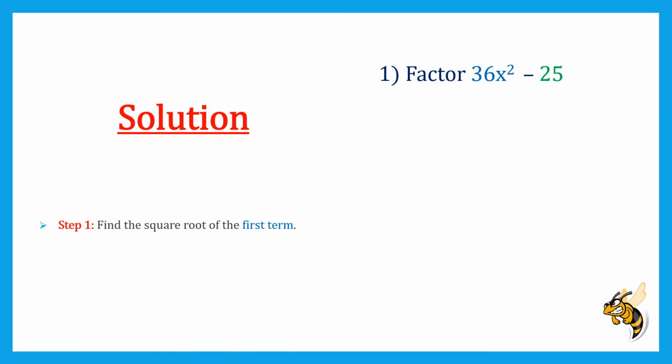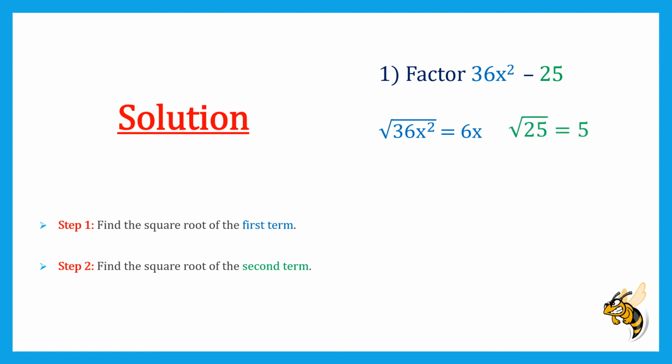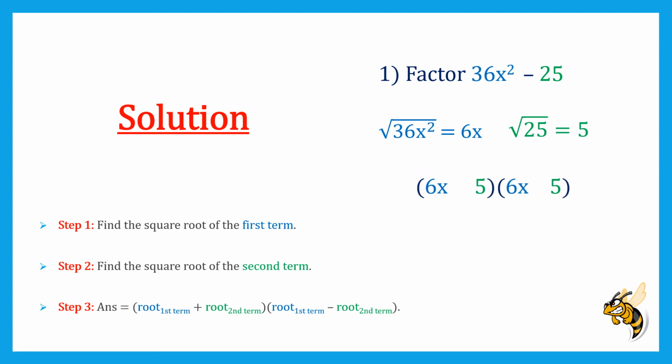So what we need to know is what is the square root of 36x squared. The square root of 36 is 6 and the square root of x squared is x. And then we need to know what's the square root of 25. And the square root of 25 is equal to 5. We open our parentheses. The 6x should come first, and the 5 should be at the end of the parentheses.